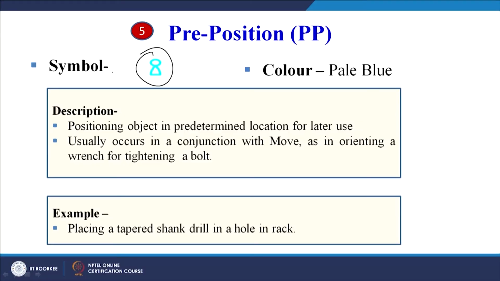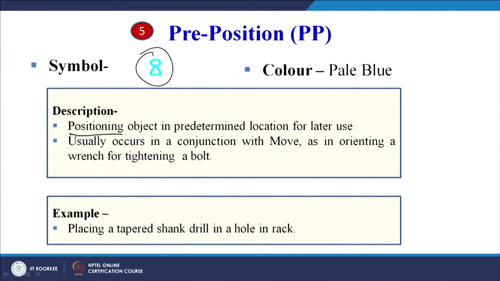Preposition, the symbol is given here. Preposition means positioning an object in a predetermined location for later use, and it usually occurs in conjunction with move, as in orienting a wrench for tightening a bolt. So first you have to preposition the wrench wherever you have to use it, and then you will operate. So first you position it at a place where a later operation has to be carried out.